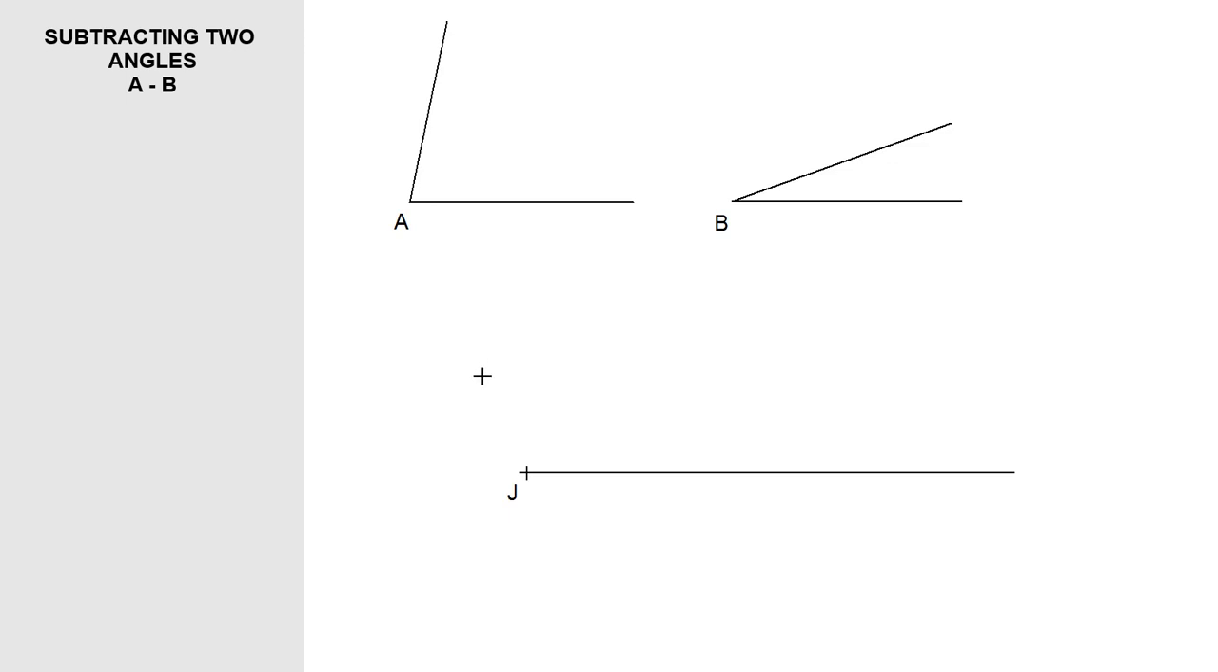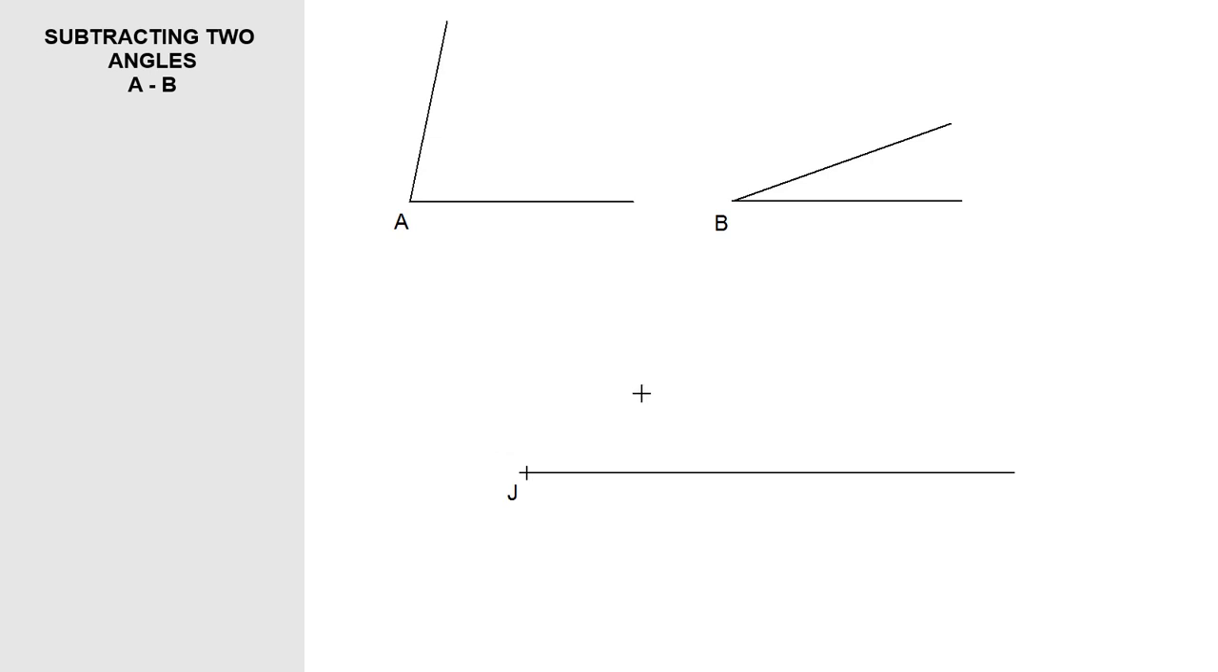We are going to learn in this exercise how to subtract two angles, that is, how to find the angle resulting of subtracting two angles. In this case, we are going to subtract angle B from angle A, and we are going to solve it on this semi-straight line from point J.